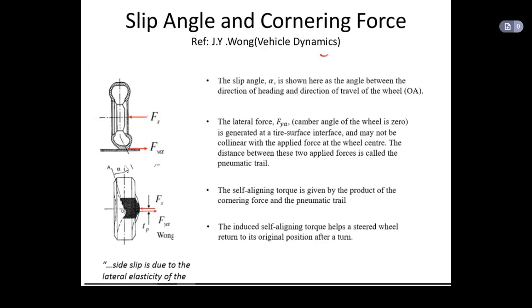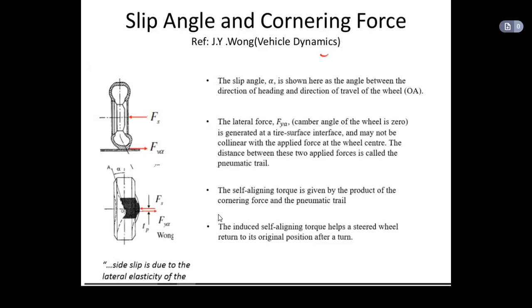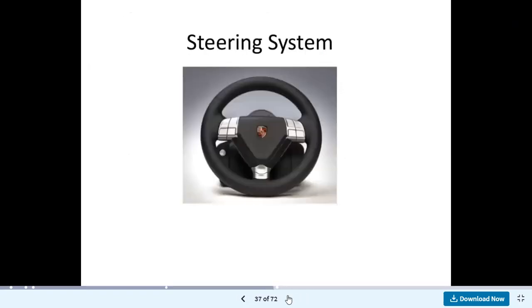If we see this diagram, this is the horizontal force, also called the lateral force. So the lateral force FYA, where the camber angle of the wheel is 0 in this case, is generated at the tire surface interface and may not be collinear with the applied force at the wheel center. The distance between these two forces is called the pneumatic trail. The self-aligning torque is given by the product of the cornering force and the pneumatic trail. The induced self-aligning torque helps the steering wheel return to its original position after a turn.